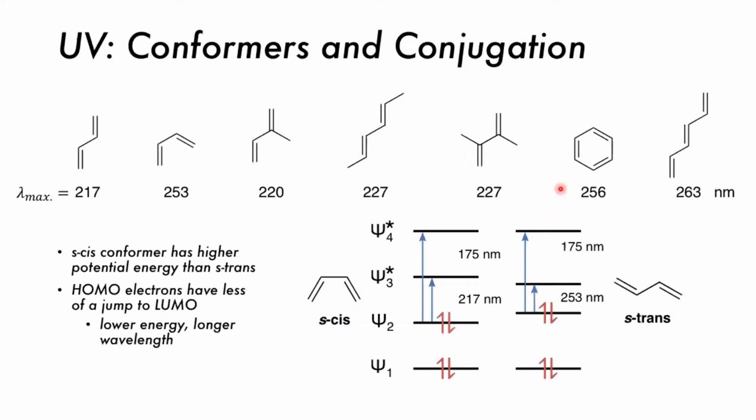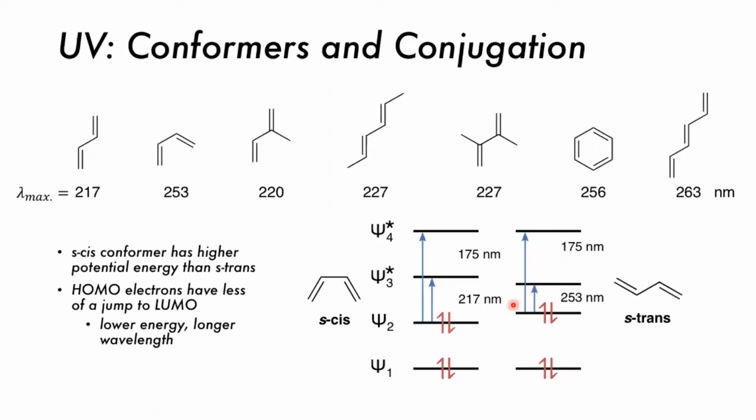So, UV conformers and conjugation. We saw this the last time, where we had this idea of S-cis and S-trans. We had the S-cis conformer having a higher potential energy than the S-trans, which meant that these transitions happened at shorter wavelengths, which were higher in energy. So you can see here the cis has a shorter wavelength, which means that it has higher energy. Remember, going back to Planck's relationship. Whereas the trans, it is more stable. It has a lower potential energy.